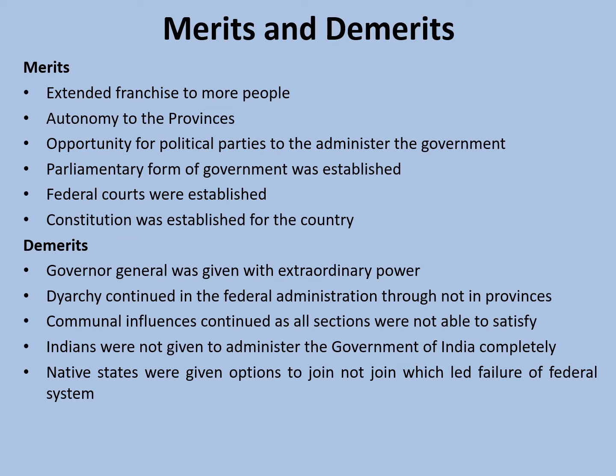Then what happened was that even though diarchy was abolished, it continued its patterns the same as in the previous years. And moreover, the communal influences never got diminished, whereas they gained more momentum by this act. The government of India still remained in the hands of the Britishers, and one of the biggest demerits we can find with the act was that the native states were given the option not to join or to join the federal system. So this was considered to be some of the demerits of the act.